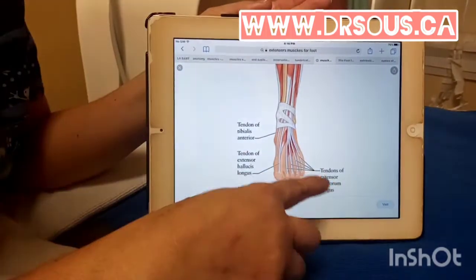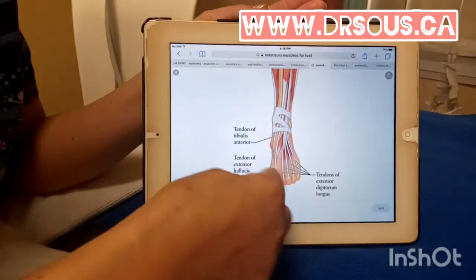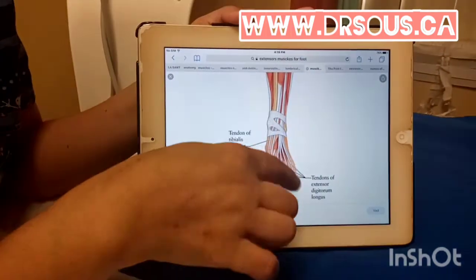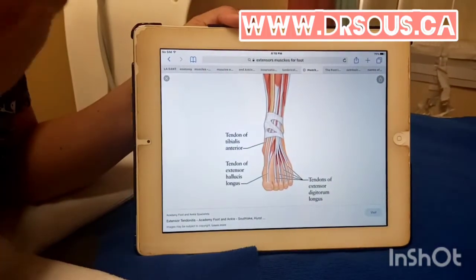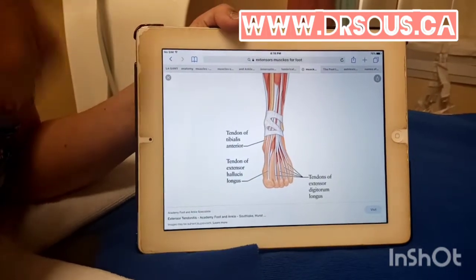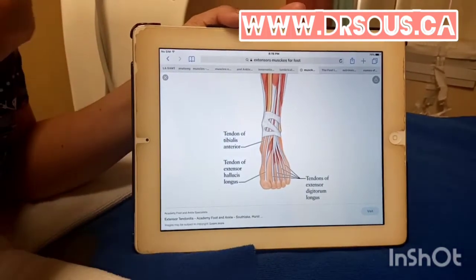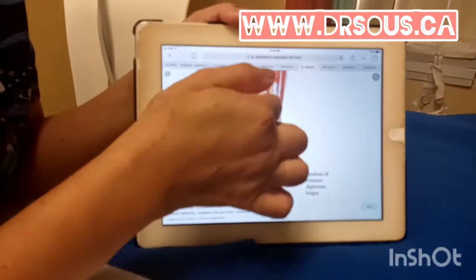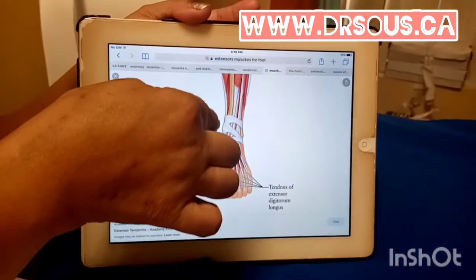And the function, of course, if it's extensor, is that it extends the foot, the toes. We can talk as well about the extension or dorsiflexion of the ankle. It could be called extension of the ankle, but the proper term is dorsiflexion. When we talk about dorsiflexion, we talk about the tibialis anterior, the muscle that comes from the knee, along the anterior and medial side of the leg.